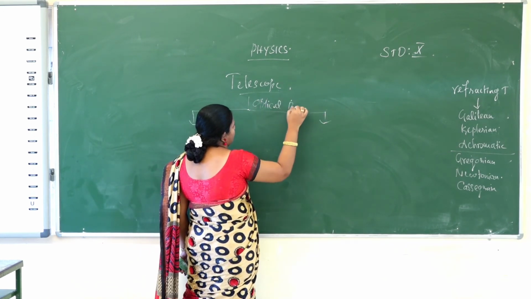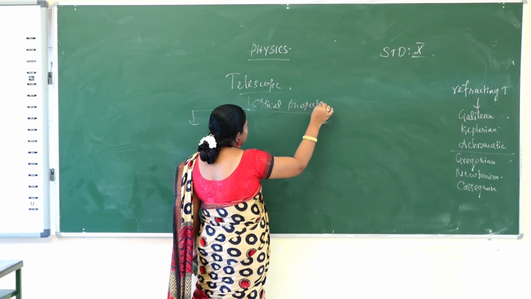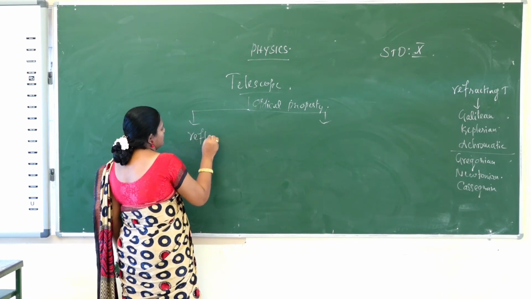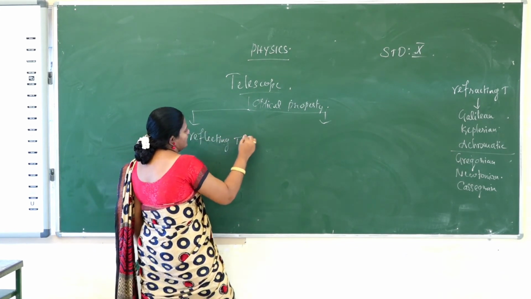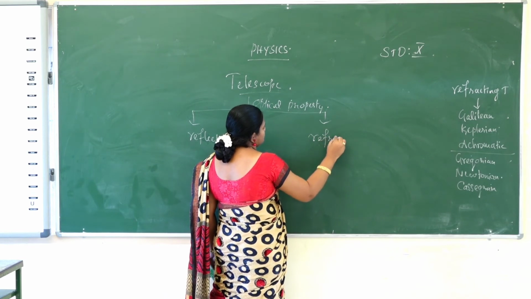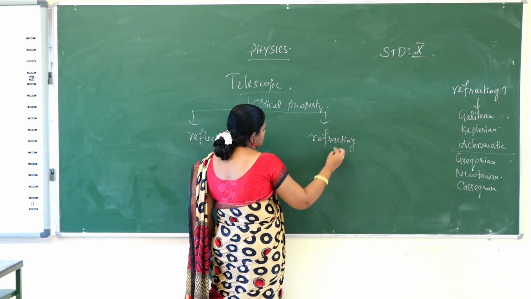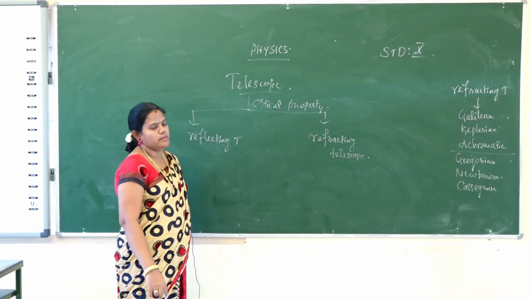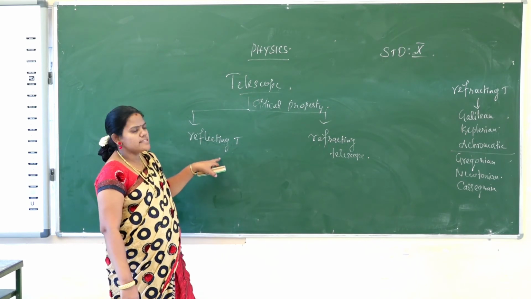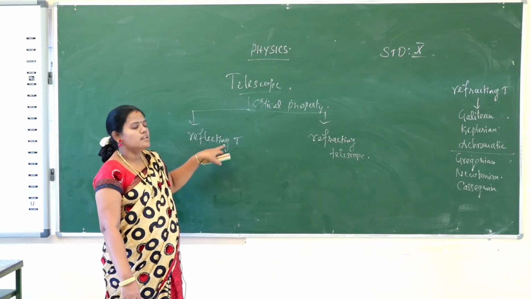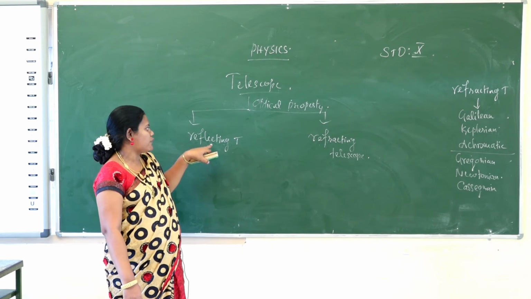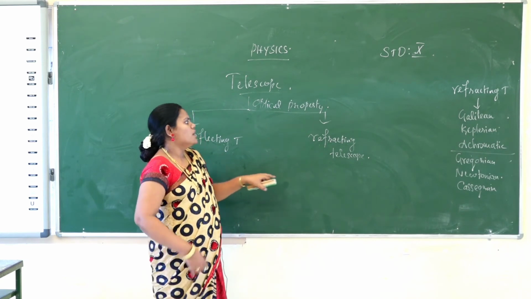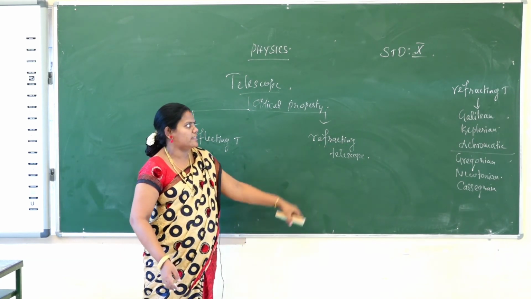On the basis of optical property, it is classified into two: reflecting telescope and refracting telescope. What is the meaning? The lens in the telescope works on the basis of reflection, that is a reflecting telescope. On the basis of refraction, it is a refracting telescope. I will give some examples for reflecting and refracting telescopes.